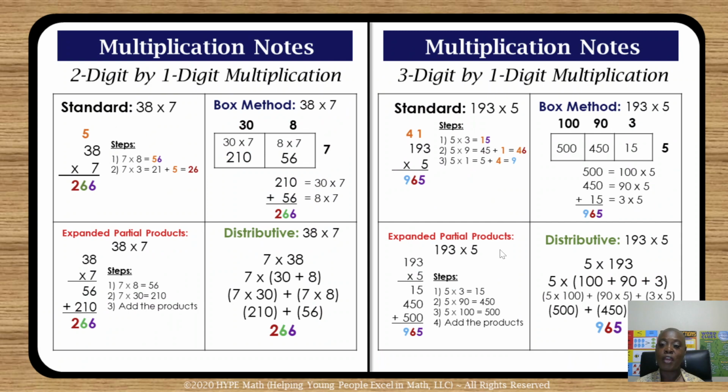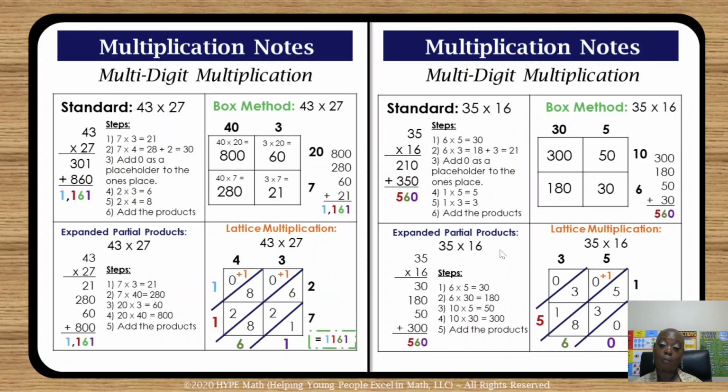After that, we have notes just going and diving deeper into multiple digit by 1-digit multiplication. You see we have our standard method, box method, expanded partial products, and also the distributive method. Again, the reason for having and showing all of these different ways is just for students to see which one clicks for them, which one they better understand when multiplying numbers.